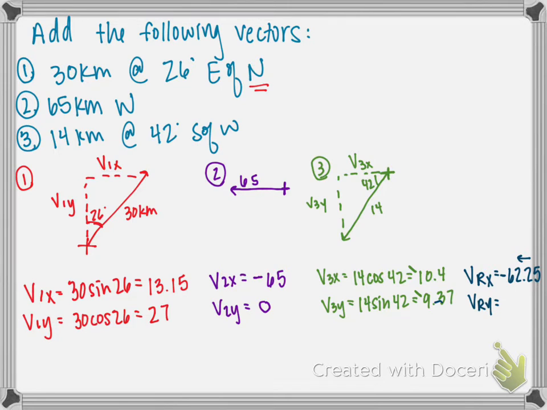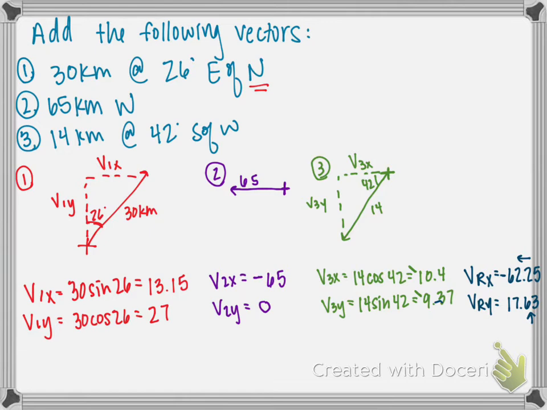And then for our y components, we're going to go ahead and add those as well. My y components are positive 27 minus 9.37. That gives me a positive 17.63. And so that would tell me that's going to go upward, right? A positive y value would tell me we're going north there. So tell me, do we have any questions so far about just the breaking down of the vectors, the adding that we did?